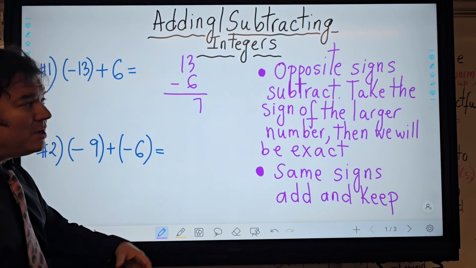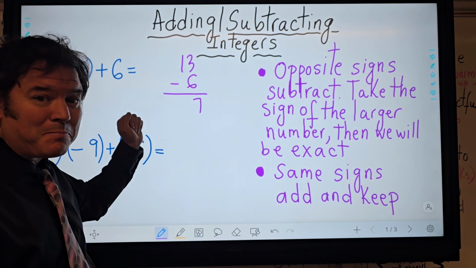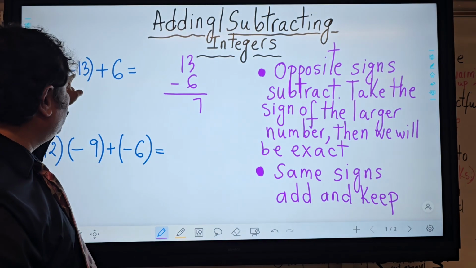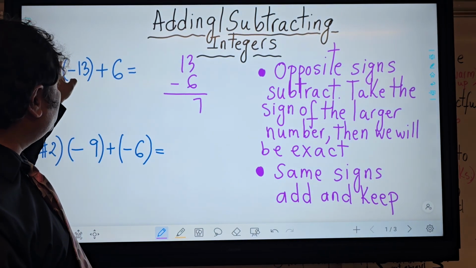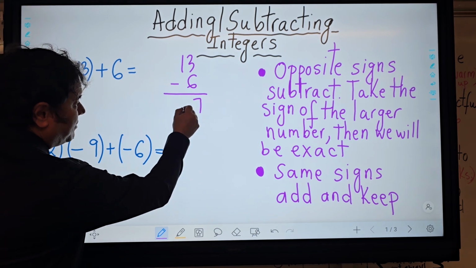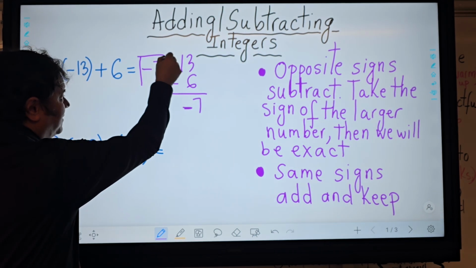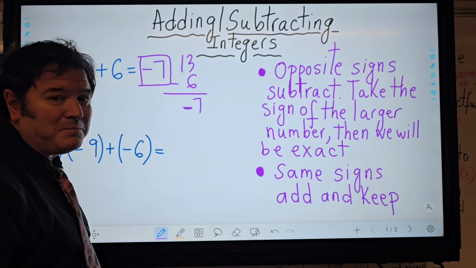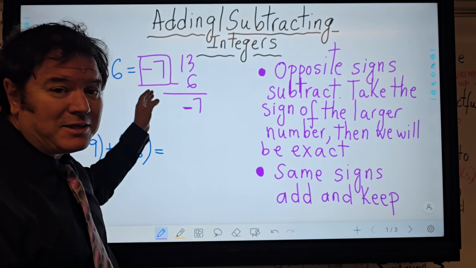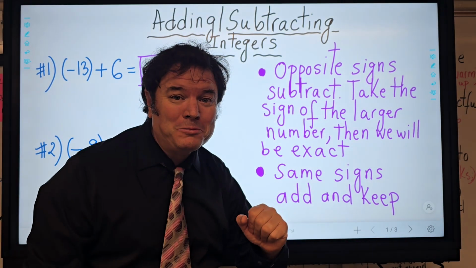So let's continue the song. Opposite signs subtract. We subtract the numbers. Take the sign of the larger number. The larger number is 13. So now we take the sign of the larger number and put it in front of the 7. And then we'll be exact. So the final answer is negative 7. Negative 13 plus 6, final answer, negative 7. Not very hard at all.